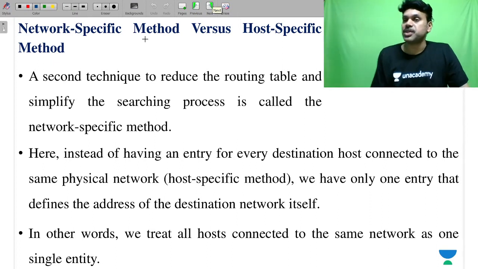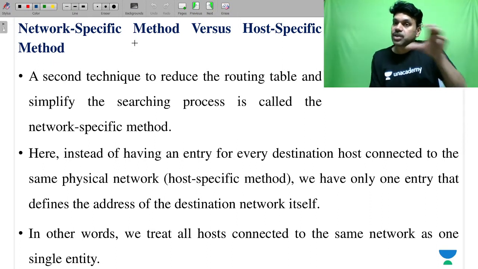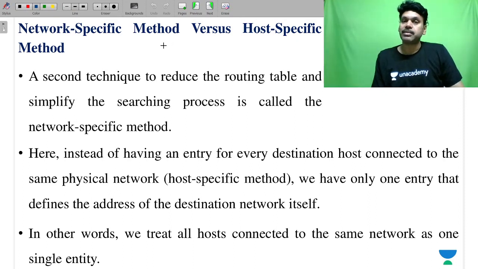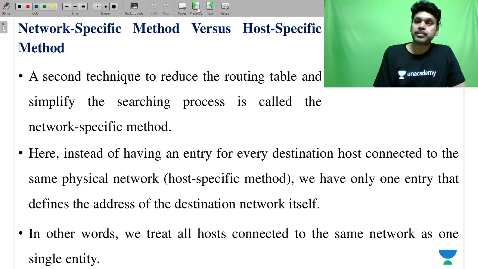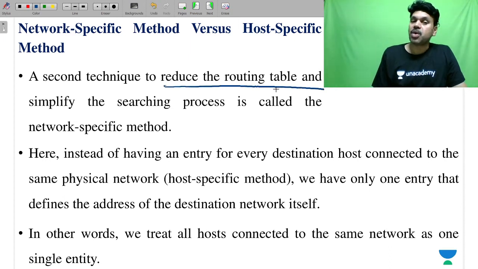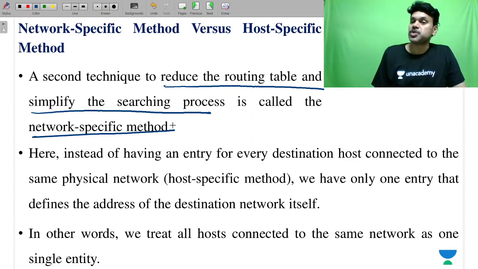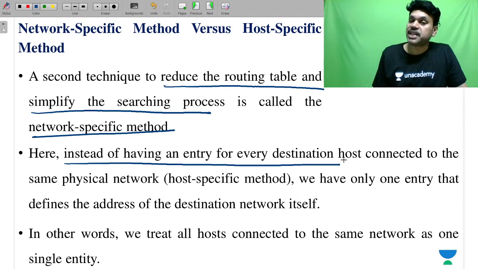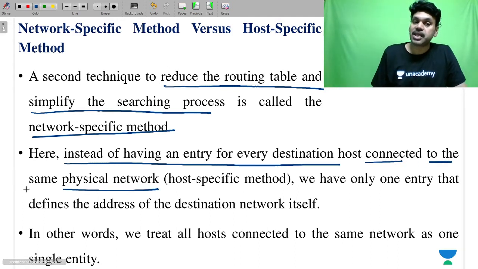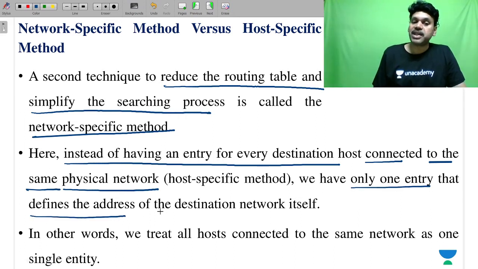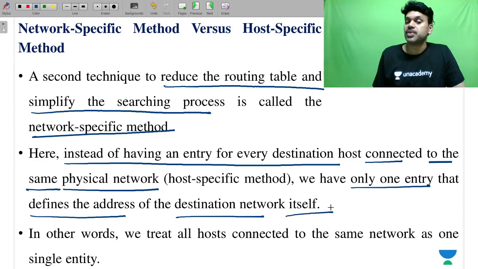What is network specific? So we will hand over the packet to the network only. Okay. So the second technique to reduce the routing table and simplify the searching process is called the network specific method. So instead of having an entry for every destination host connected to the same physical network, we have only one entry that defines the address of the destination network itself.